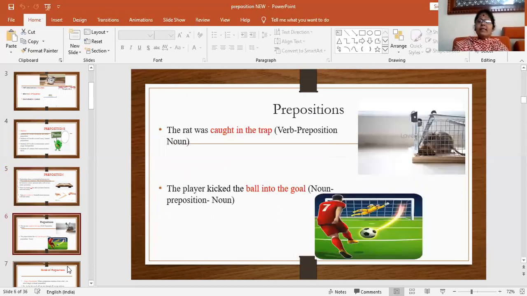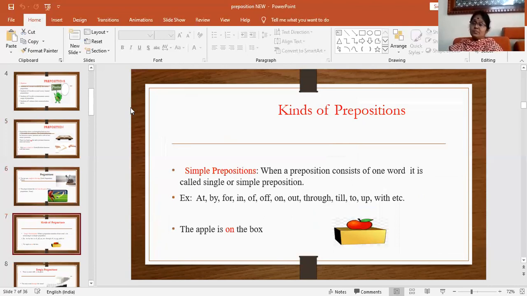Now, there are different kinds of prepositions. Now, let us just brush up on the different kinds of prepositions. The first one is simple preposition. When a preposition consists of one word, it is called single or simple preposition, right? For example, at, by, for, in, of, on, out, through, till, to, up, with, etc. They're all single words.